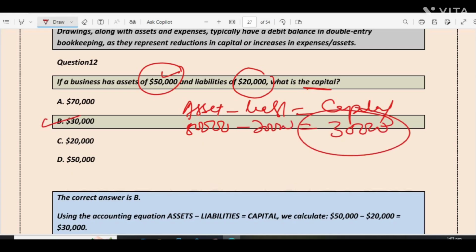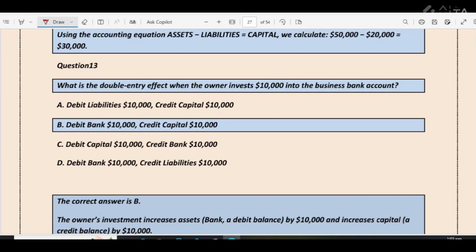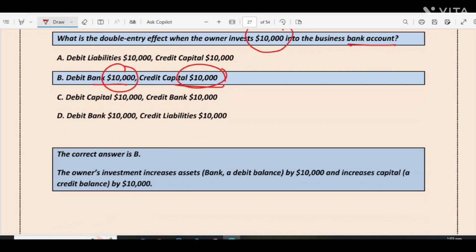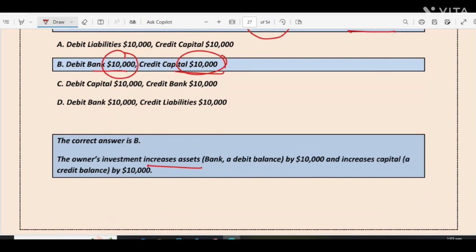Clear? Now here, what is the double entry effect when the owner invests this amount in the business? When the owner invests, it increases the cash amount, so debit bank or cash, and credit the capital because capital also increases. The owner's investment increases an asset, and that will be a debit. So the bank will be debit, and the increase in capital is also a credit.